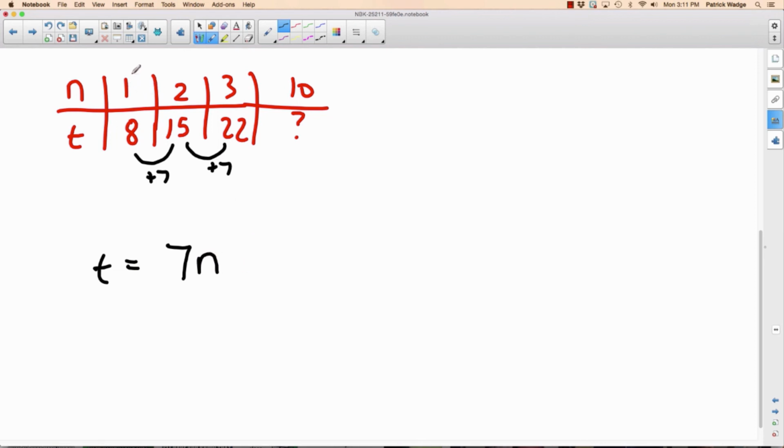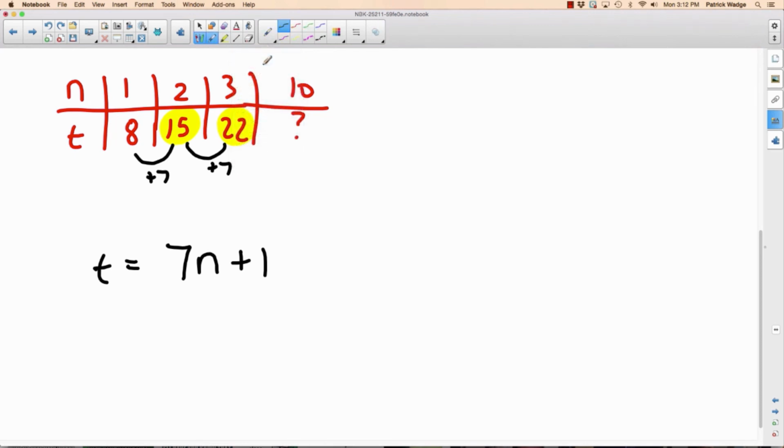Let's see. If I try this one. 1, if I put 1 in there, I get 7 times 1 is 7, but I want to get 8. So what do I still have to do? To get from 7 to 8, you got to add 1. Let's see if it works. Let's try this one. If I put 2 in here, I get 7 times 2 is 14, plus 1 is 15. It worked. Put 3 in here. 7 times 3 is 21, plus 1, 22. It worked.